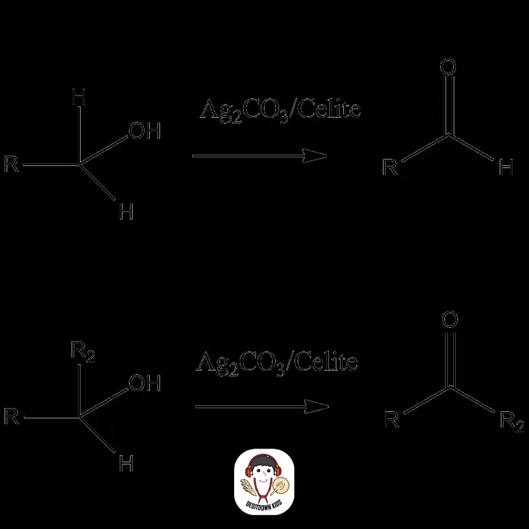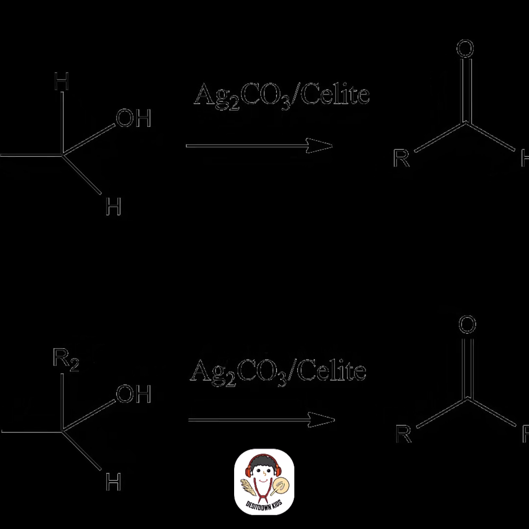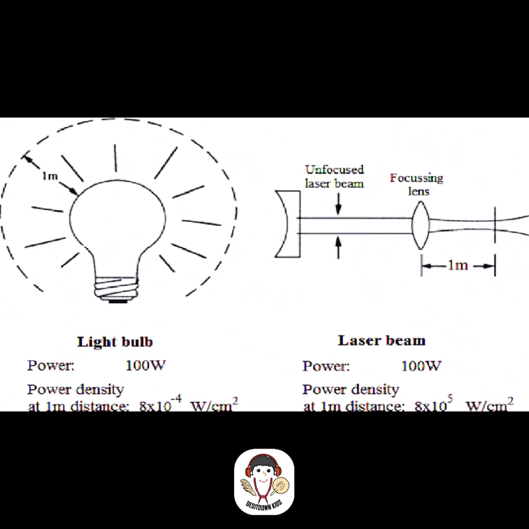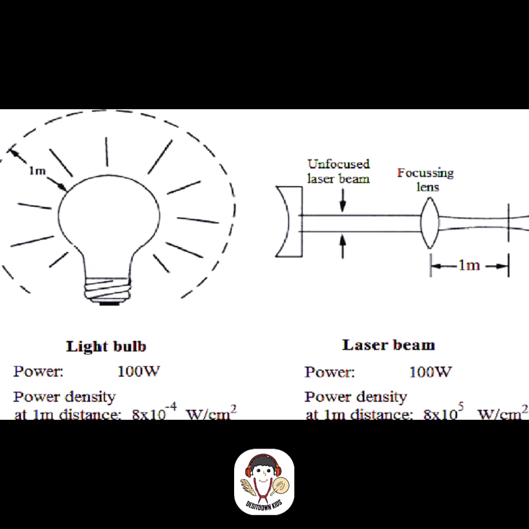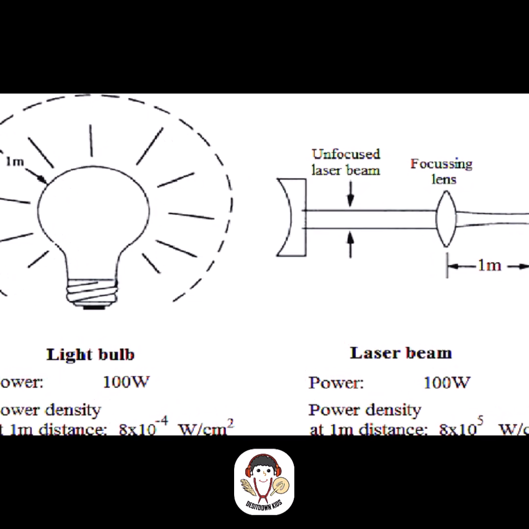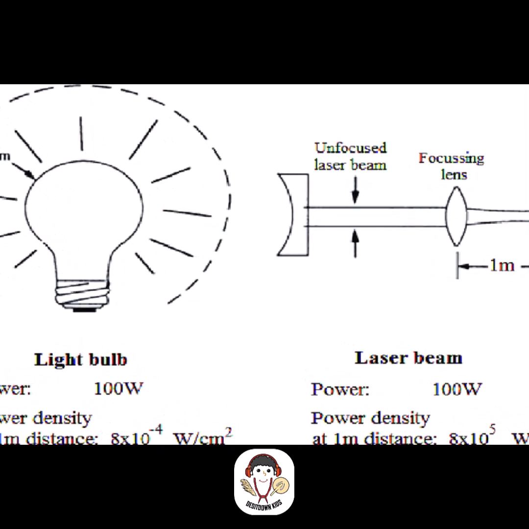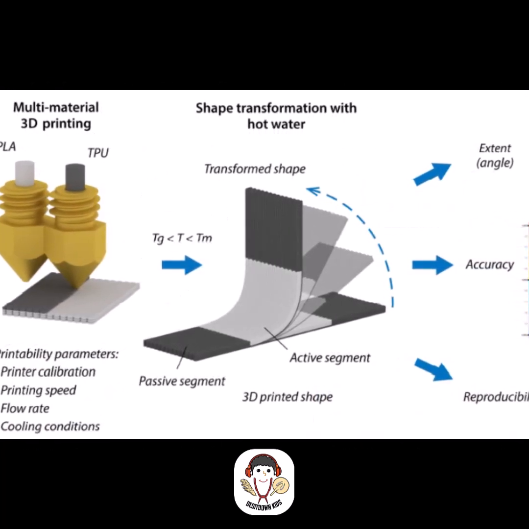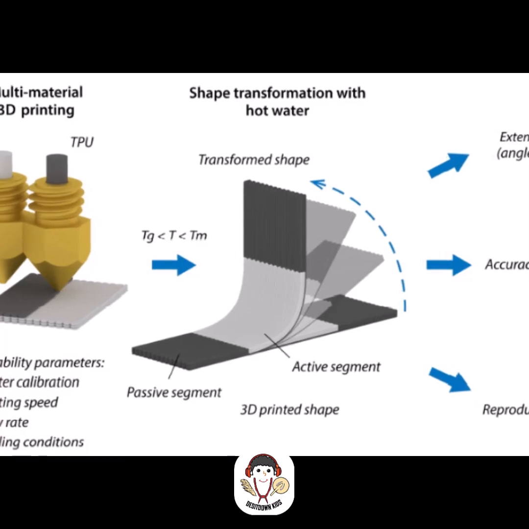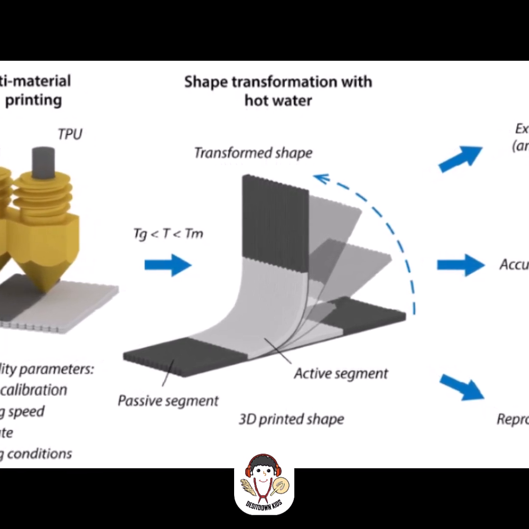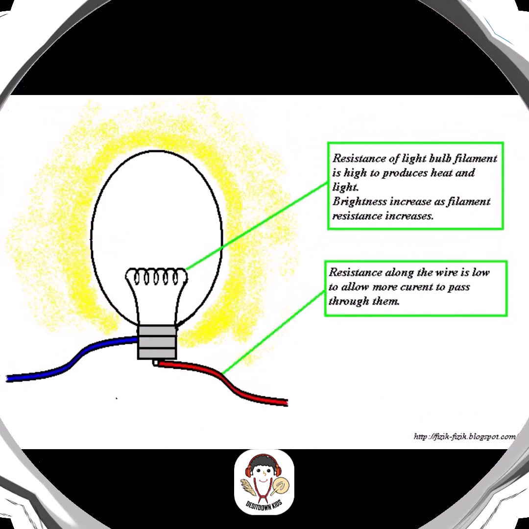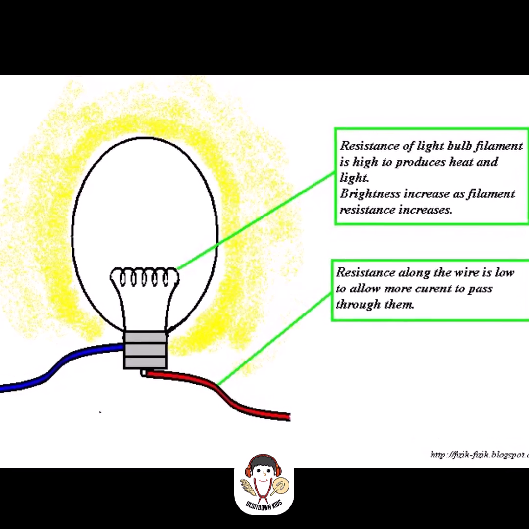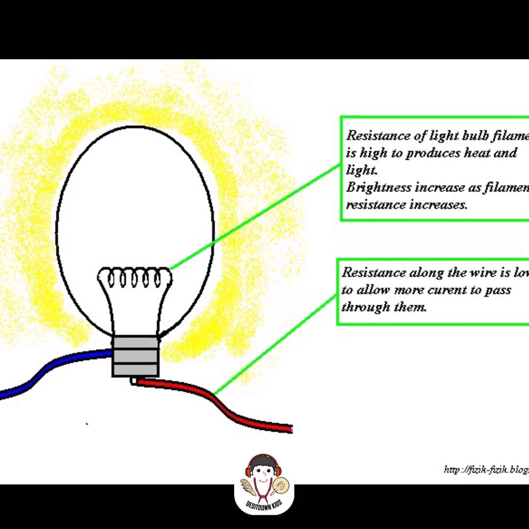Free from oxidation. The filament must not react with oxygen or other gases in the bulb at high temperatures, which would cause it to corrode or burn out. High resistivity. The filament must have a high electrical resistance, which means it opposes the flow of electric current. This causes it to heat up and emit light when a current passes through it. Low thermal coefficient of expansion. The filament must not expand or contract significantly when heated or cooled, which would cause it to deform or break.